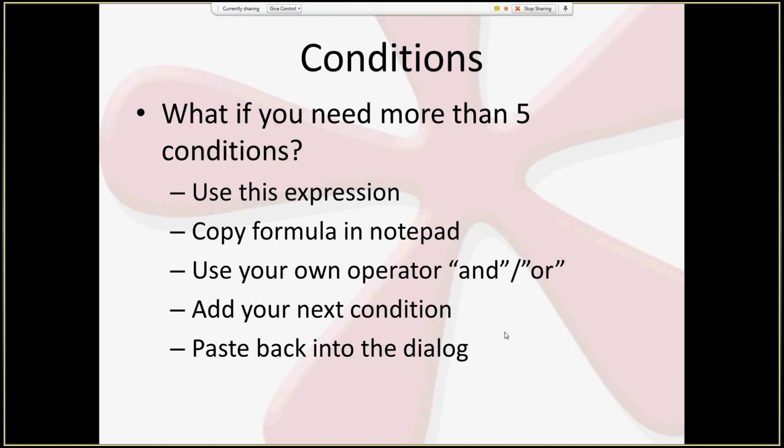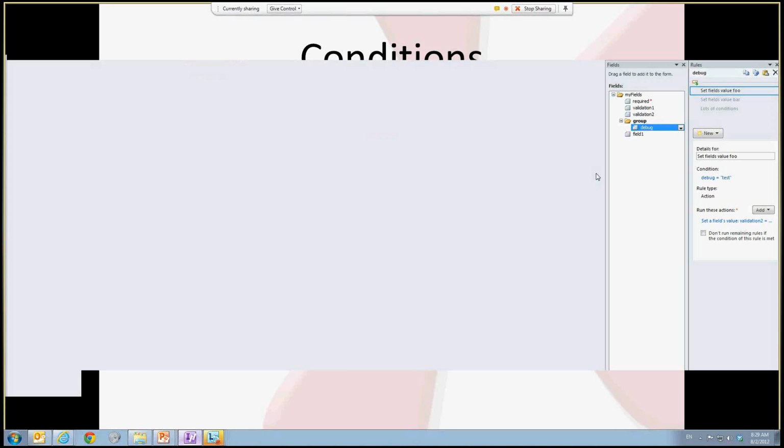So basically, here are the steps. You use the expression, that trick that I just showed you, and you copy your formula into Notepad. Then you add your own operators. So if it's an and or an or, you add your own operator at the very end. Then you add your additional condition afterward, and then you take that formula and paste it back into the dialog. So I'll show you what I mean here.